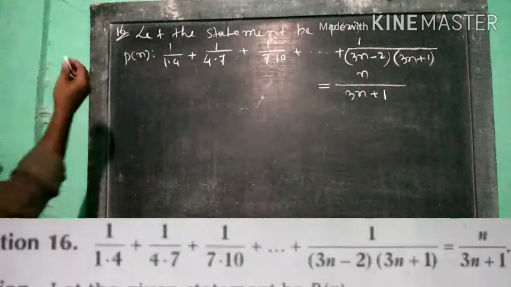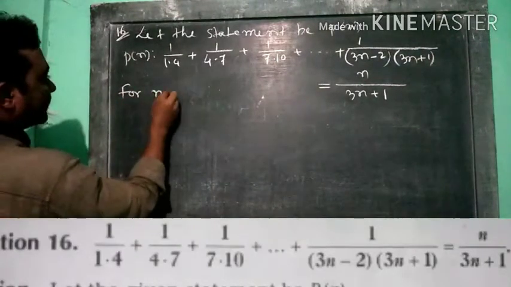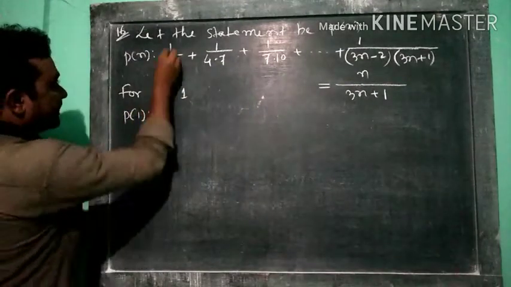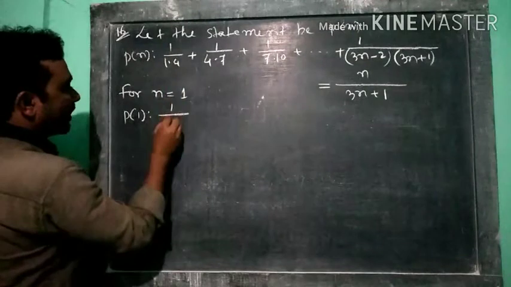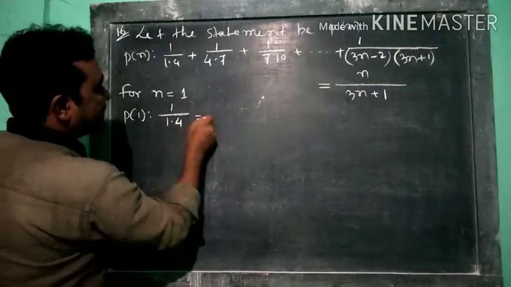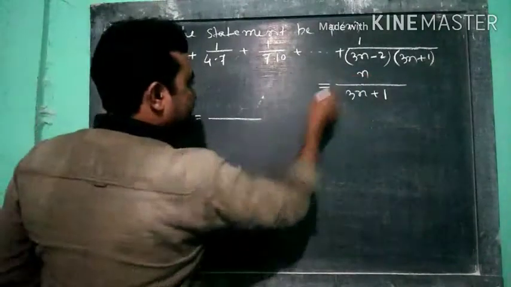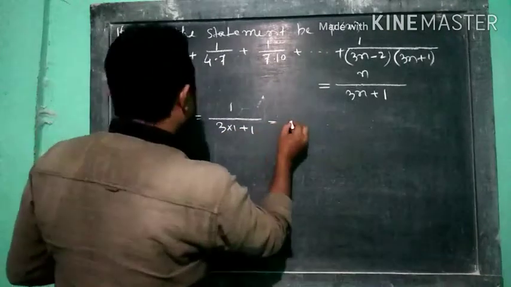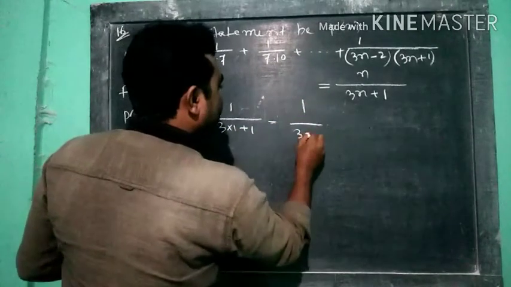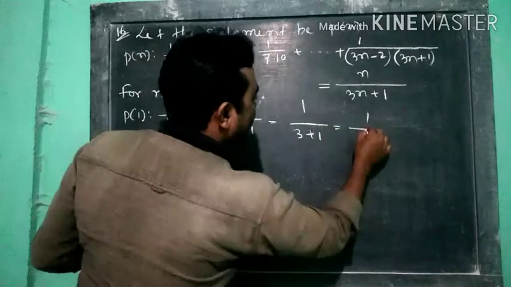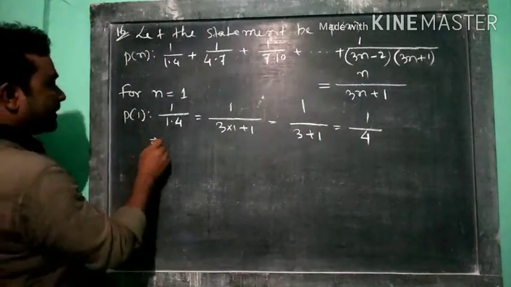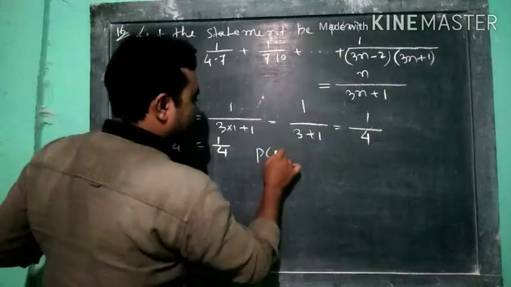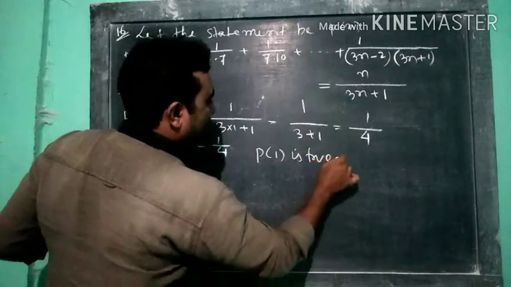So for n equal to 1, P of 1 such that 1 by 1 into 4. On the right hand side we have 1 divided by 3 into 1 plus 1, which is equal to 1 by 3 plus 1, which is equal to 1 by 4. So this implies that 1 by 4 equals 1 by 4. So P of 1 is true.